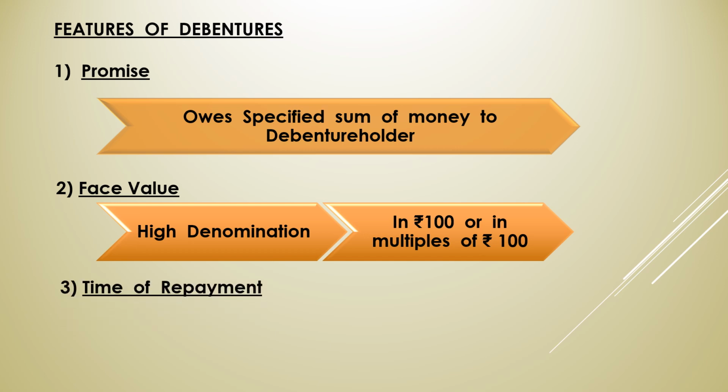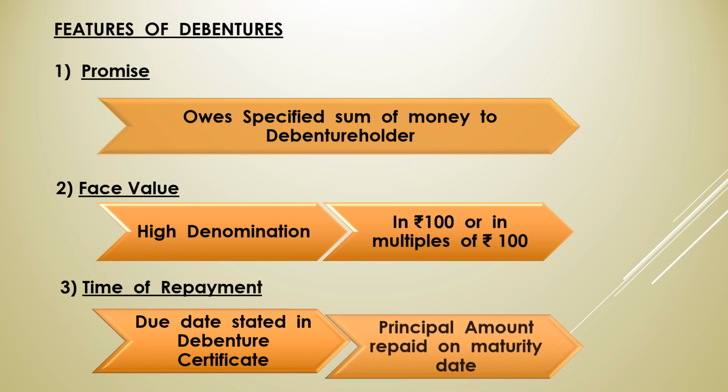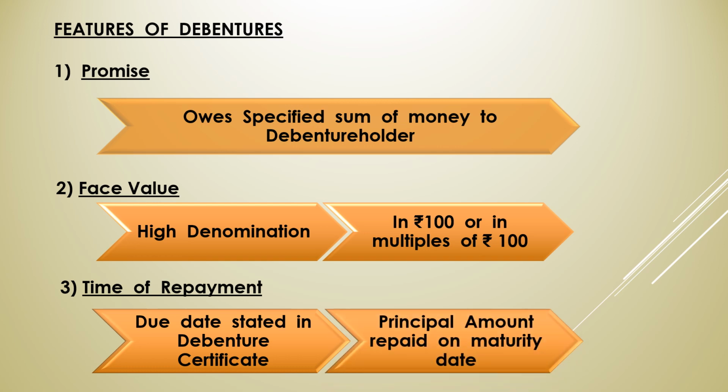The third feature is time of repayment. Debentures being borrowed capital have to be repaid back to its holder after a certain specified period of time. The due date is stated in the debenture certificate and the company is thereby obliged to repay the principal amount back to the debenture holders on the maturity date.